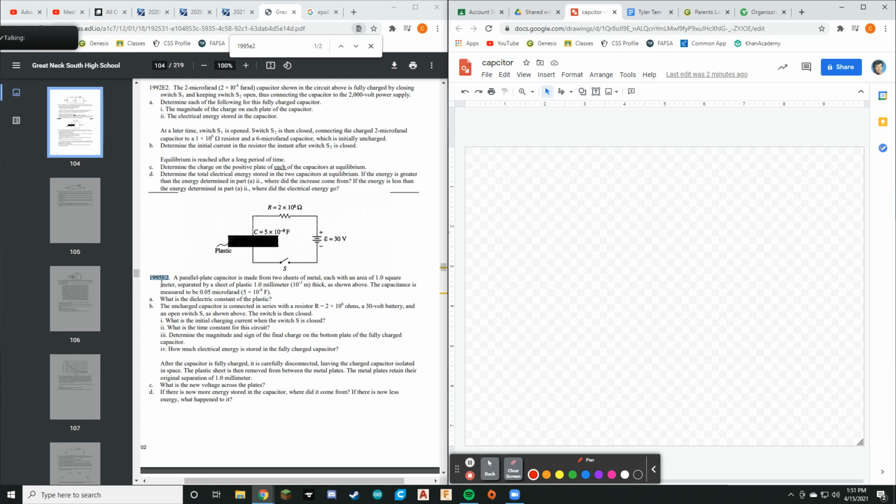Okay, so for 1995 E2, question A is what is the dielectric constant of the plastic? And the plastic we can see in the picture is in between this parallel plate capacitor. And so we know that capacitance is area of a plate times epsilon naught times dielectric constant, all divided by d, the distance between the plates. So we rearrange that for K, get CD over A epsilon naught.